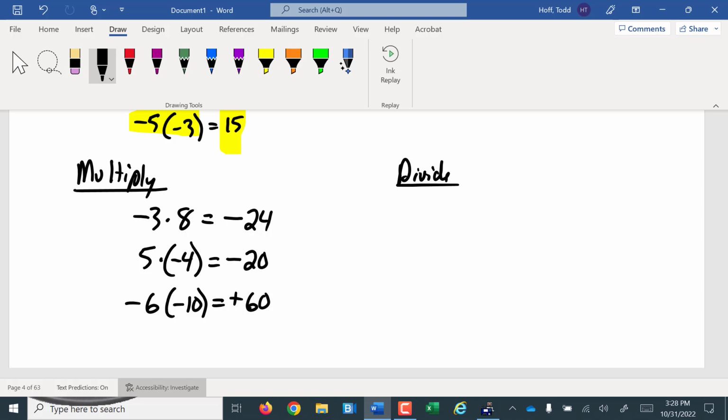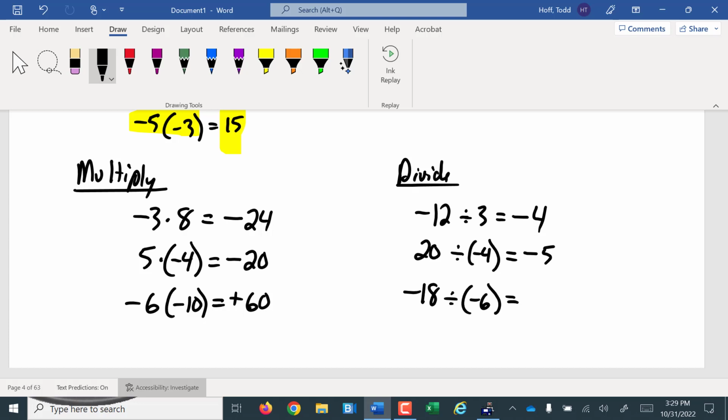When we divide, we follow the same rules. If I have a negative like negative 12 divided by a positive like 3, my answer is, first of all, positive or negative. Negative, and 12 divided by 3 is 4. If I have a positive divided by a negative, 20 divided by a negative 4. Positive divided by a negative will be positive or negative. Negative, 20 divided by 4, 5. Or if I have a negative, like negative 18 divided by negative 6. A negative divided by a negative will be positive, and 18 divided by 6, 3.